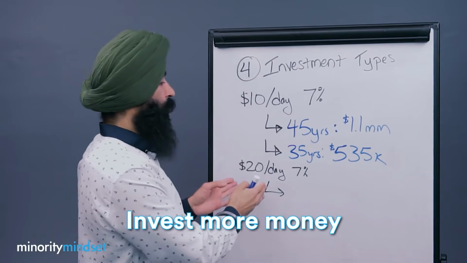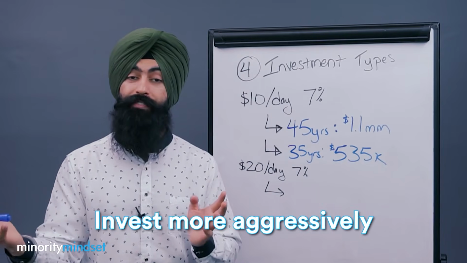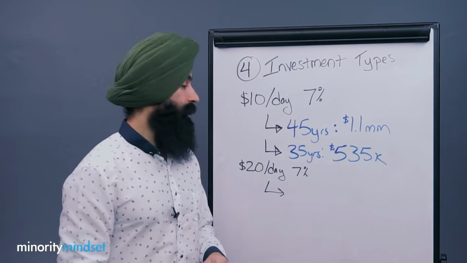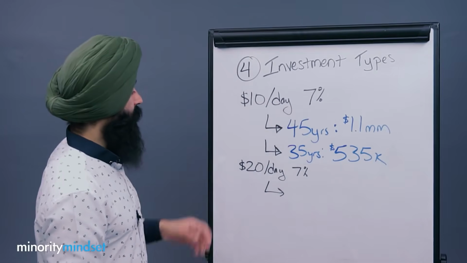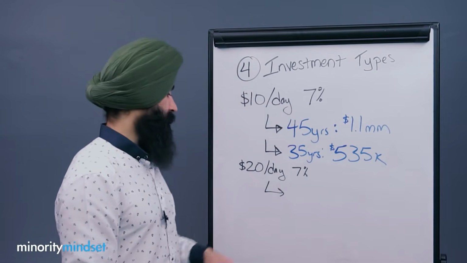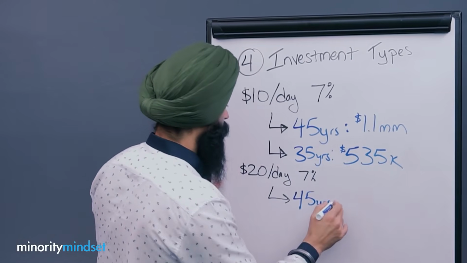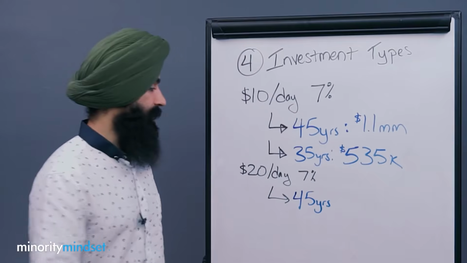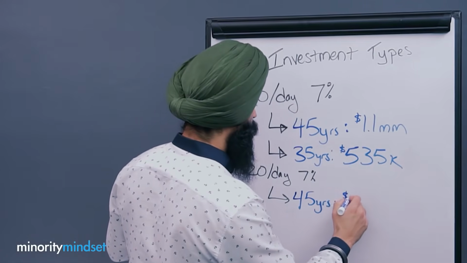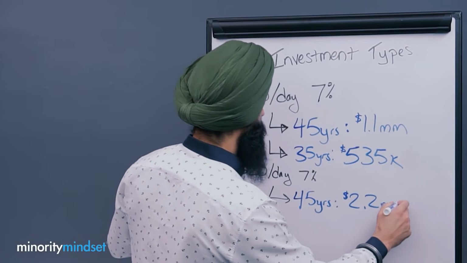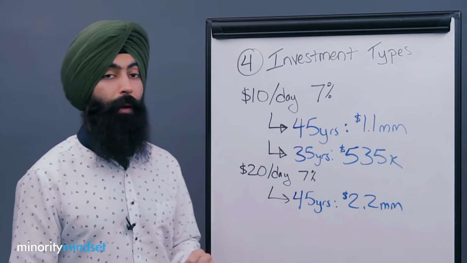If you want to grow your money even more, then there's two things you can do. You can either invest more money or invest your money more aggressively, meaning get a better rate of return. So let's assume now that you're investing $20 a day and you continue to get the 7% return a year. If you do this for 45 years, so you start when you're 21 and you continue to do this until you're 66, then you are going to retire with over $2.2 million from your $600 a month investment.